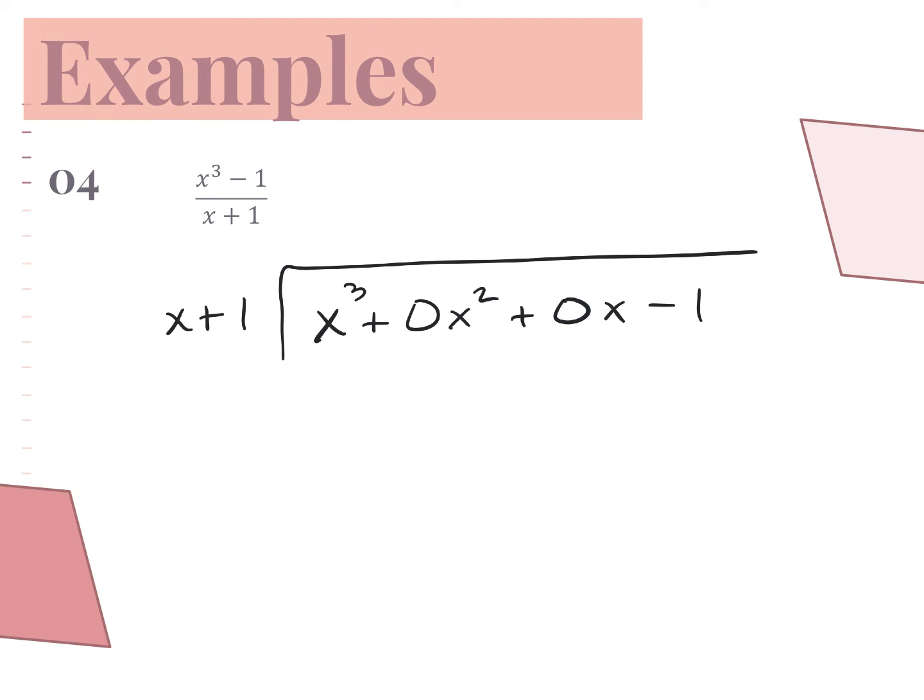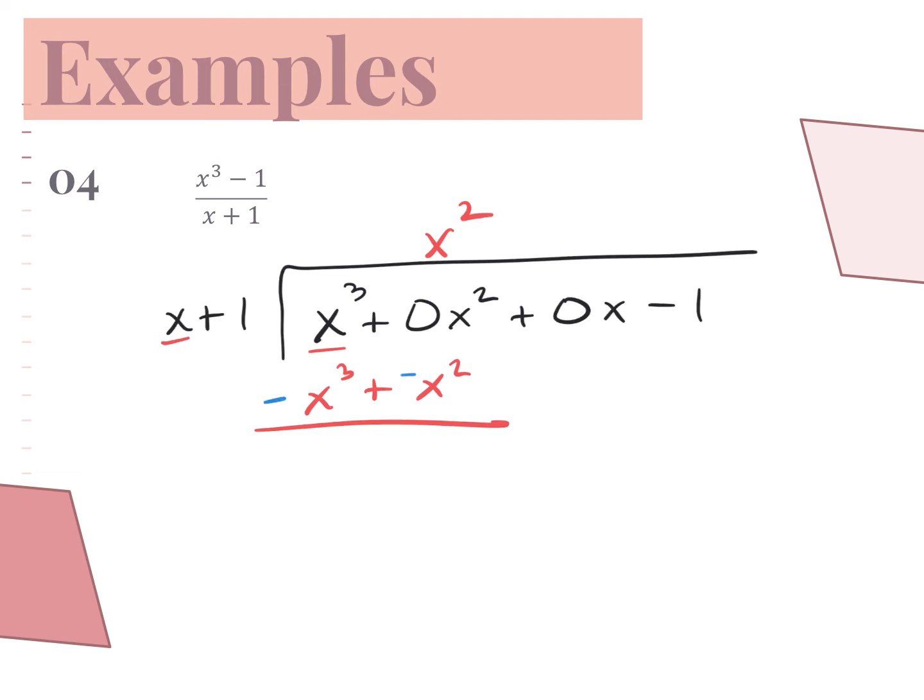And now I start the process. What am I going to multiply x by to make it x cubed? I'm going to multiply it by an x squared. I'm going to distribute x squared to the x squared and to the 1. Going to change the signs to opposite.